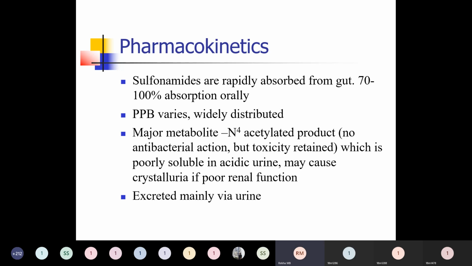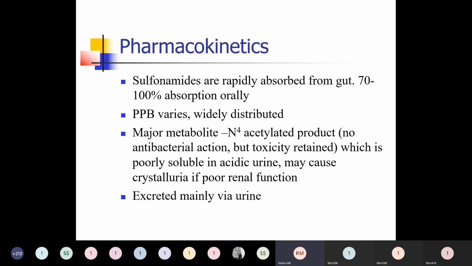Coming to the pharmacokinetics of sulfonamides. Sulfonamides are rapidly and nearly completely absorbed from the gut. Their bioavailability varies from 70 to 100%. They are plasma protein bound, and this plasma protein binding varies from compound to compound, and they're widely distributed in the body. They undergo metabolism in the liver.